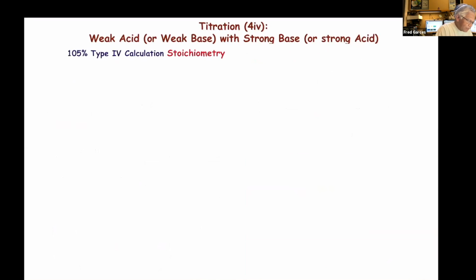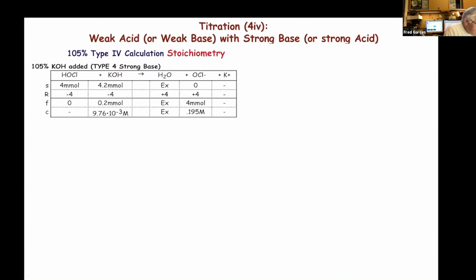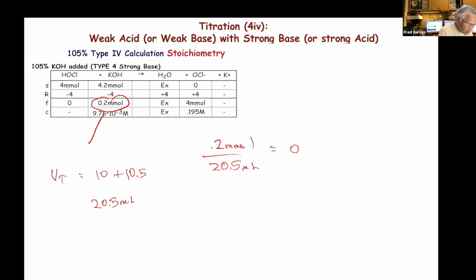Okay, finally, what happens when we have excess? Well, this is the amount of base that did not react, 0.2. What is the total volume now? The total volume is going to be 10 from our analyte plus 10.5 from the titrant I add, is 20.5 milliliters. So the concentration of that excess base that was unreacted is 0.2 millimoles over 20.5 milliliters. That concentration of hydroxide is just 0.2 divided by 20.5. That's 9.76 times 10 to the minus 3. That's my hydroxide ion concentration.